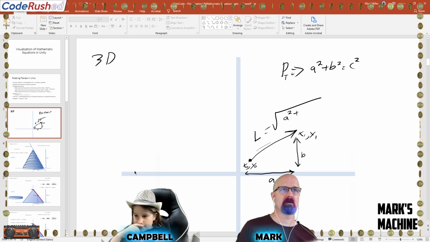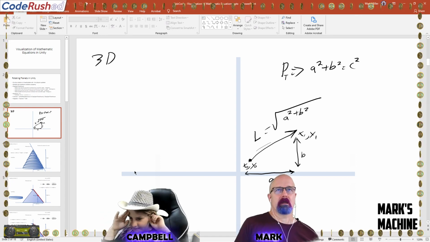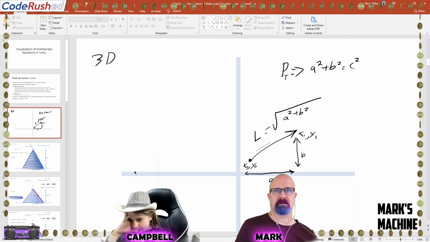Would it be possible for there to be a 3D Pythagorean theorem or something similar? Yeah, let's look at it. I'm going to do my best to try and draw this here.